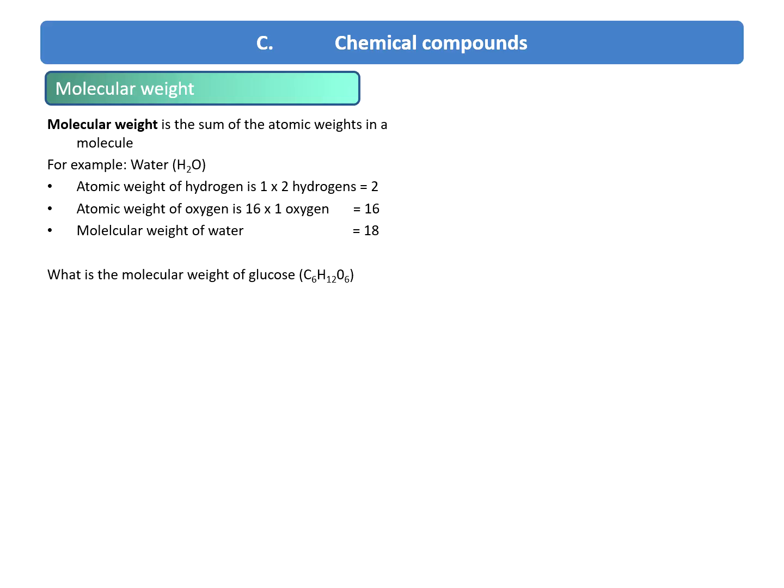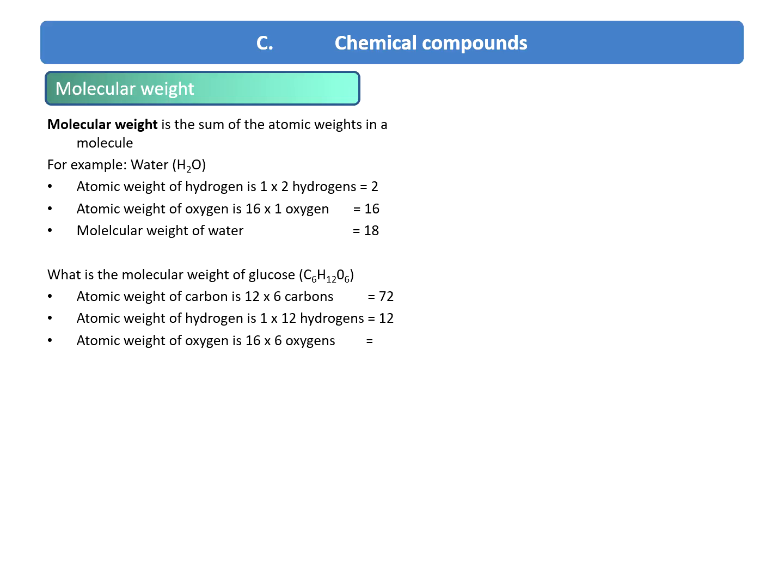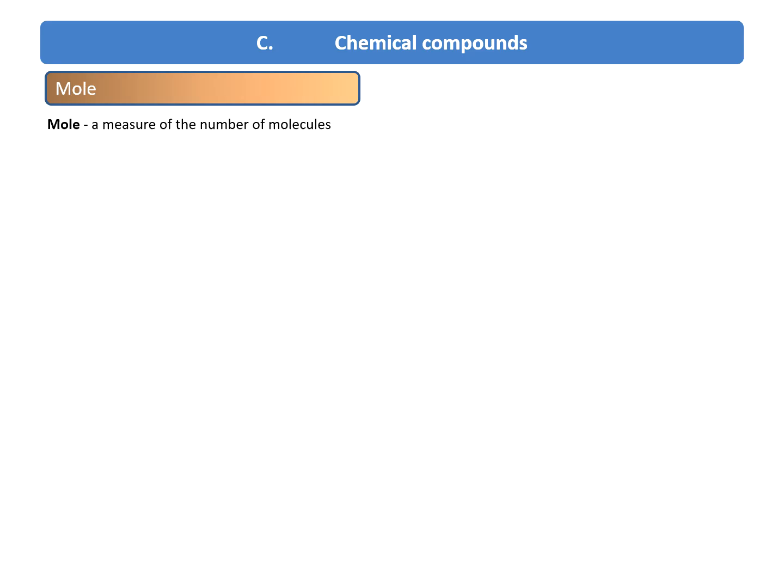What is the molecular weight of glucose, C6H12O6? You'll notice I'll be referring to glucose quite a bit in this course. The atomic weight of carbon is 12, times 6 carbons in glucose gives a total of 72. The atomic weight of hydrogen is 1, times 12 hydrogens gives 12. And the atomic weight of oxygen is 16, times the 6 oxygens gives a total of 96. Therefore, the molecular weight of glucose is 180.